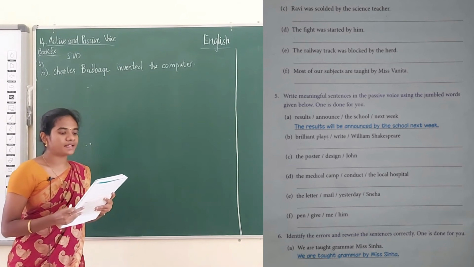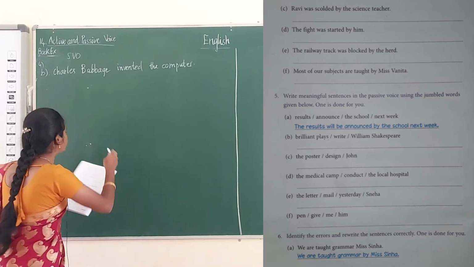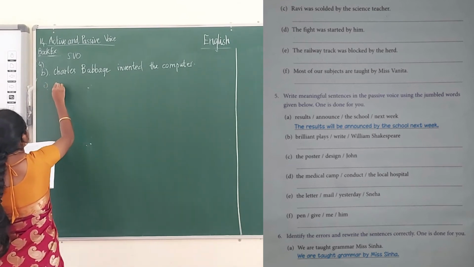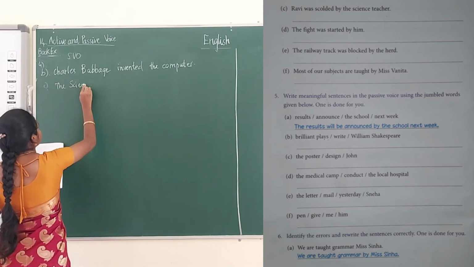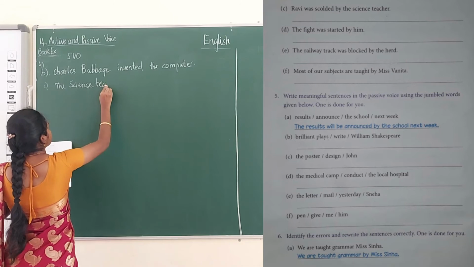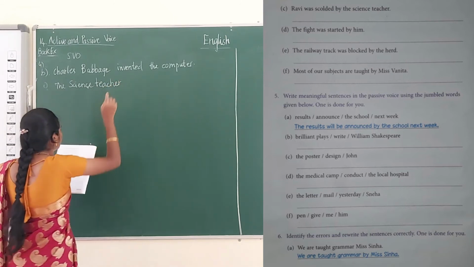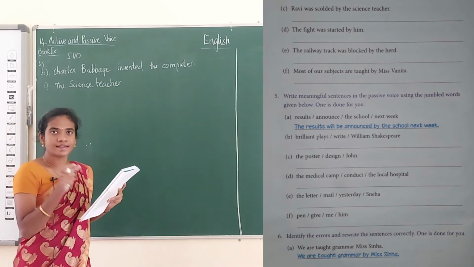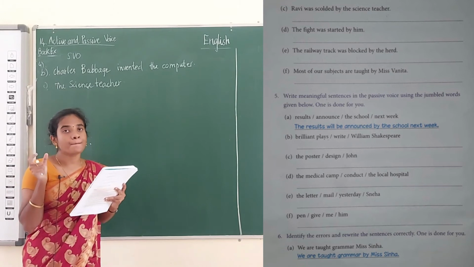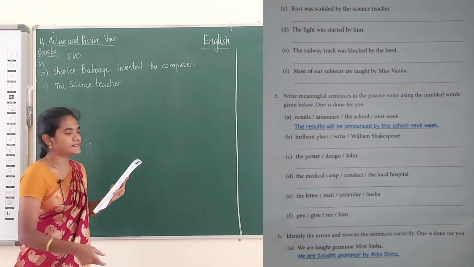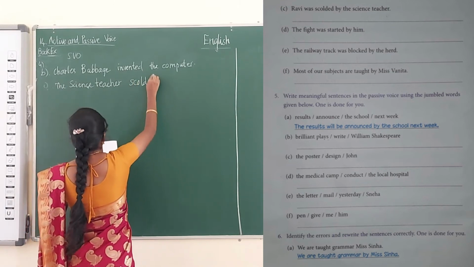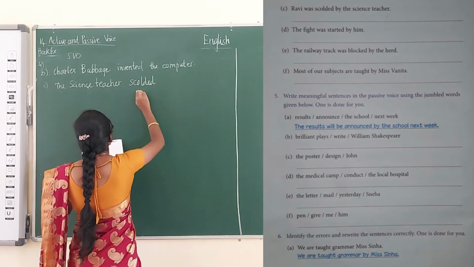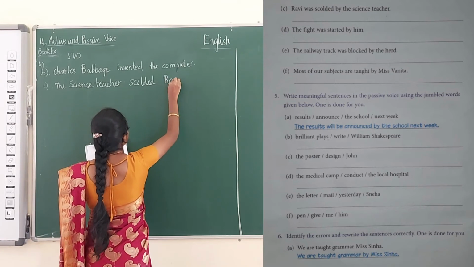Ravi was scolded by the science teacher. So we have to just change and write now. So the science teacher. Here the verb is was scolded, so it is in the past tense. So I have to write the past tense verb, scolded. Okay, scolded. The science teacher scolded Ravi.